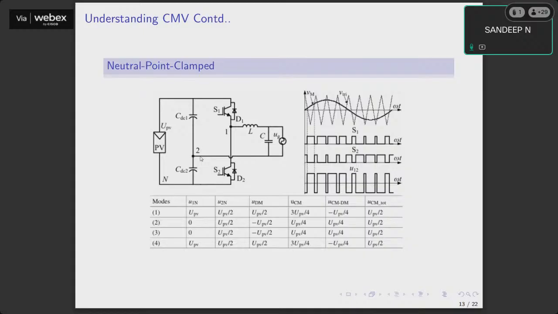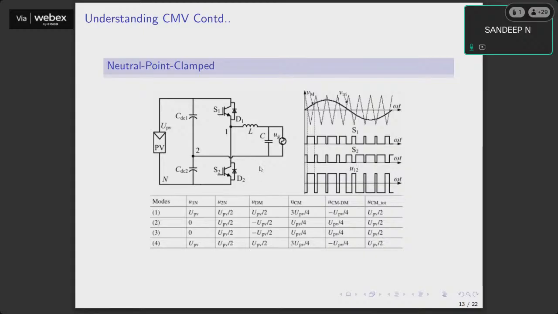Then in neutral point clamp, something interesting happens. As I already told, the moment you have the neutral point as a return path, the common mode voltage is equal to UPV by 2. As of now, try to concentrate on what is happening to the common mode voltage. The moment it becomes constant, dV by dt is 0. Whenever the inverter switches between the levels, dV by dt remains 0, and the leakage current would be attenuated.